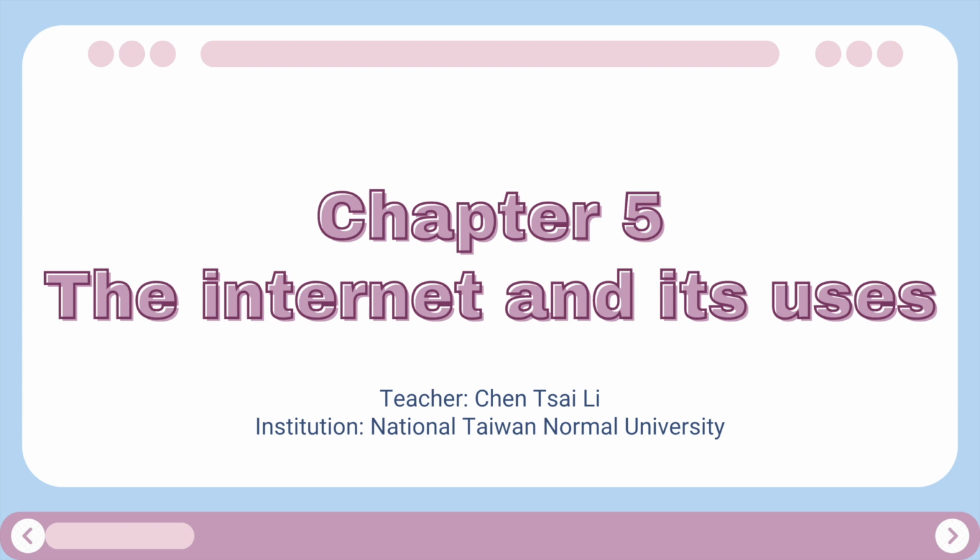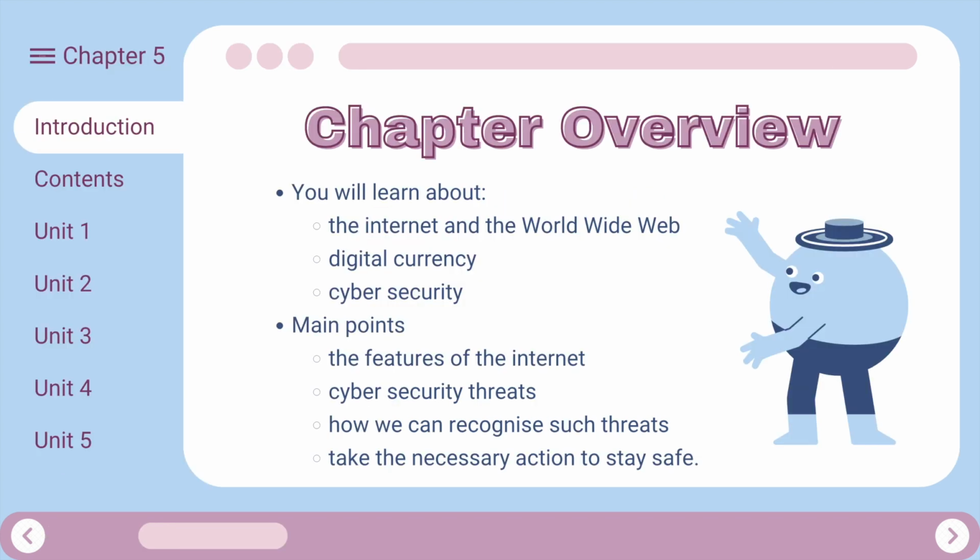Today we are going to talk about Chapter 5, the Internet and its uses. First of all, let's have an overview of this chapter. In this chapter, you will learn about the Internet and the World Wide Web, digital currency, and cybersecurity.